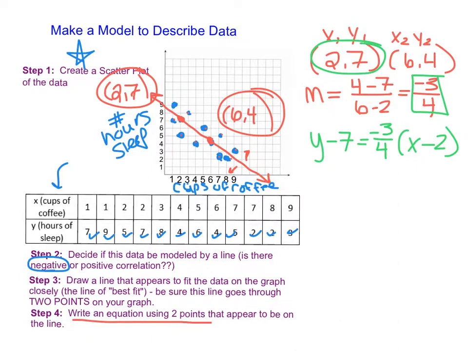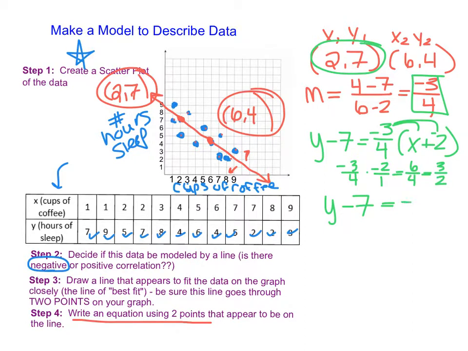I then want to rewrite this into slope-intercept form because that's the easiest form to utilize a line. So I use keep, change, and I distribute. So I have y minus 7 is equal to negative 3/4 times negative 2 over 1. So negative times a negative is a positive. That becomes 6 over 4 or 3 over 2.